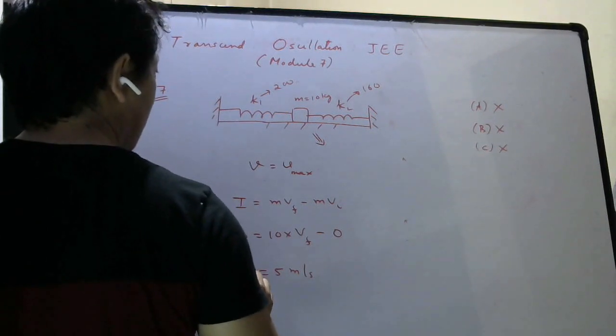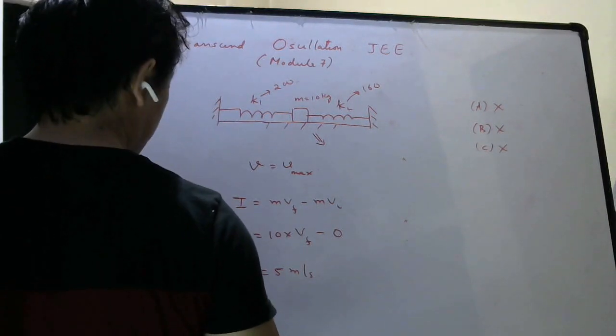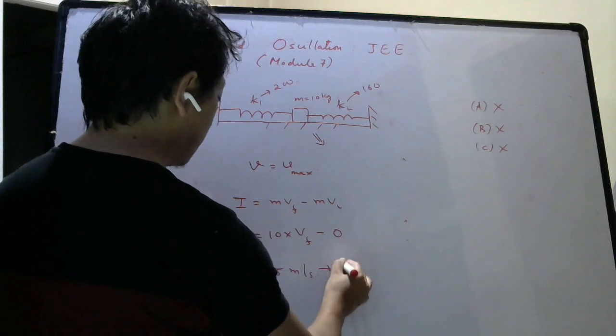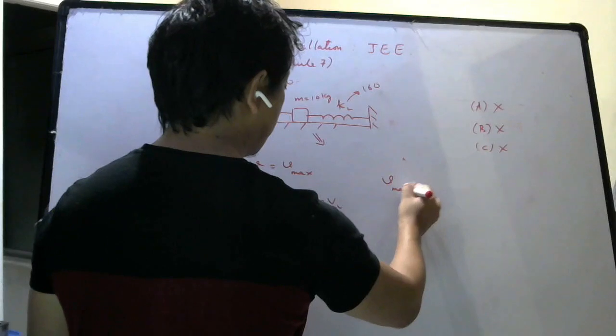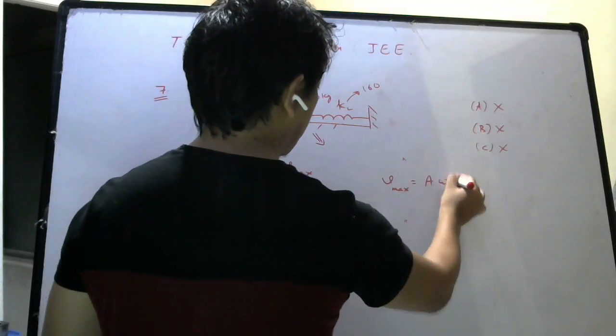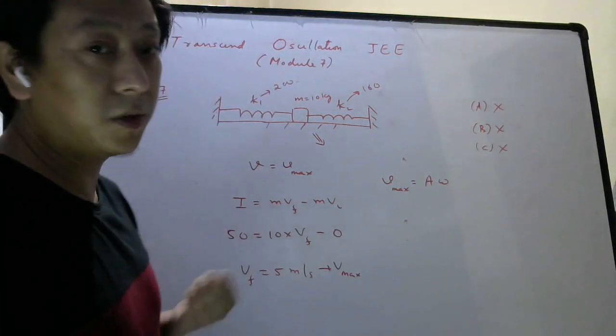The next thing is to find the amplitude. Once you know this is the maximum velocity, how is maximum velocity in SHM related to amplitude? This is A omega. See, the whole point of doing SHM was what?